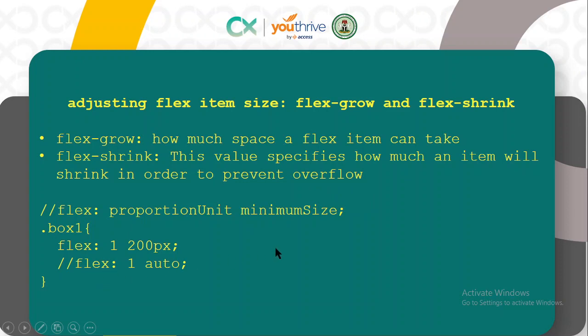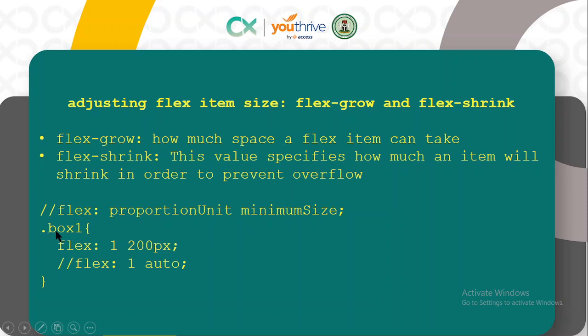Adjusting flex item size, flex grow and flex shrink. Now flex grow is all about how much space a flex item can take. Then flex shrink, this value specifies how much an item will shrink in order to prevent overflow. And this is just an example.